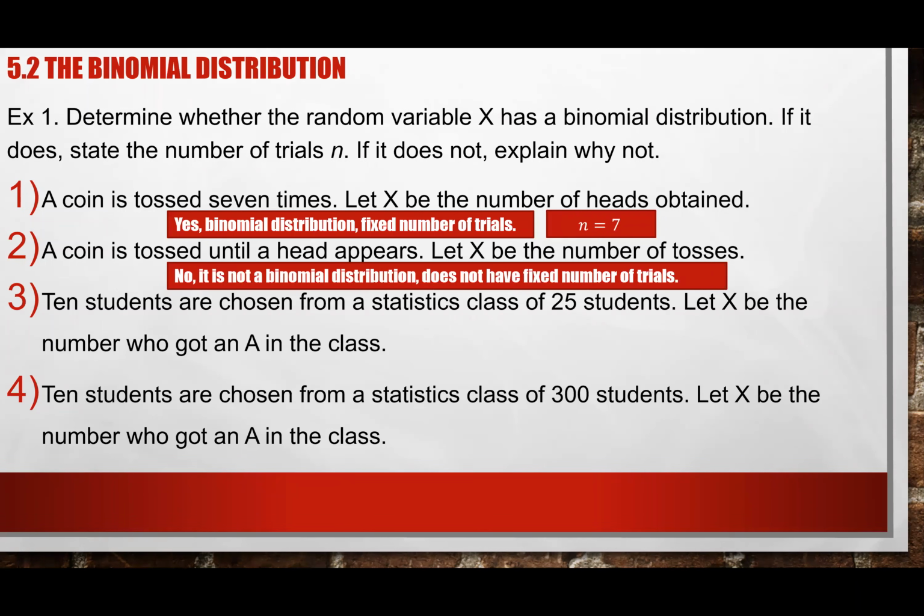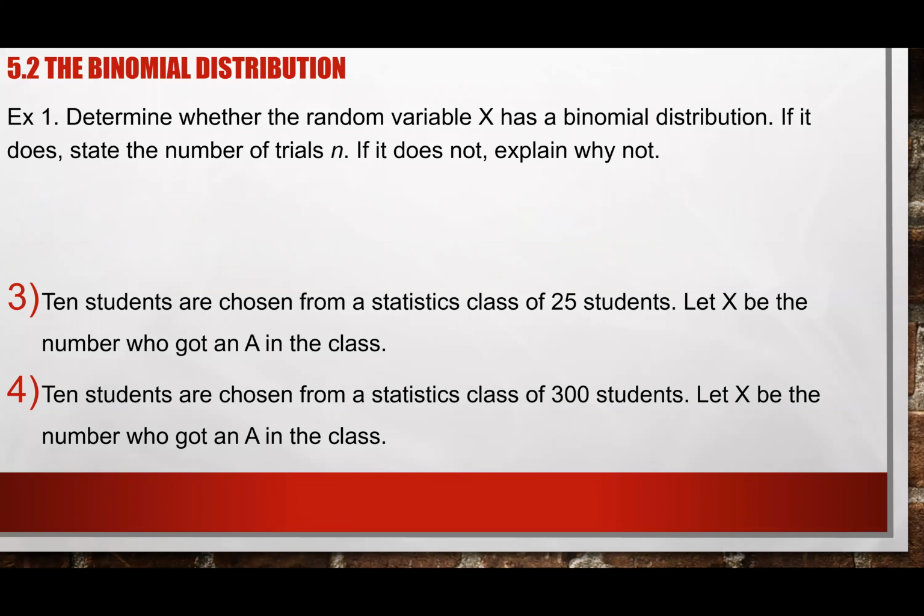Okay. Numbers 3 and 4 are a little bit different. Here they bend the rule a little bit to make it a binomial distribution, right? So looking at this, 10 students are chosen from a statistics class of 25 students.